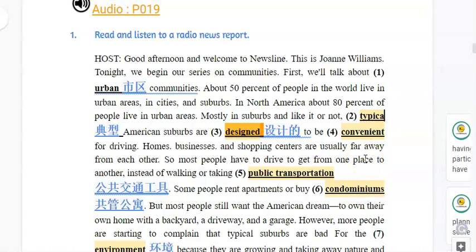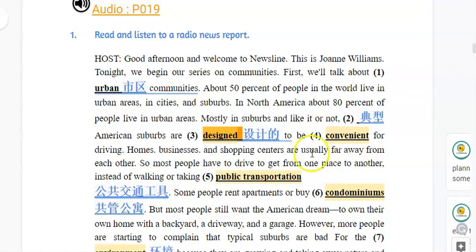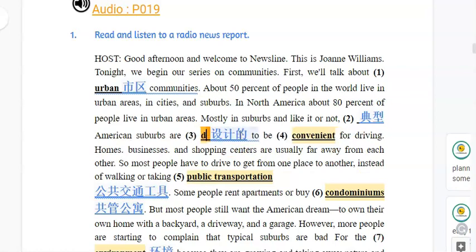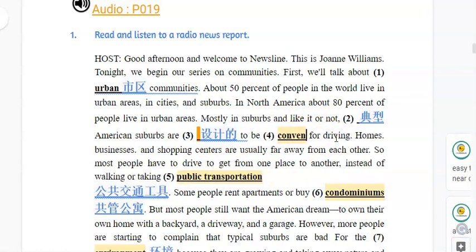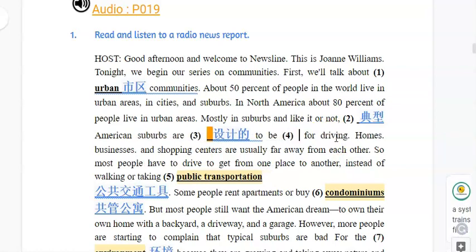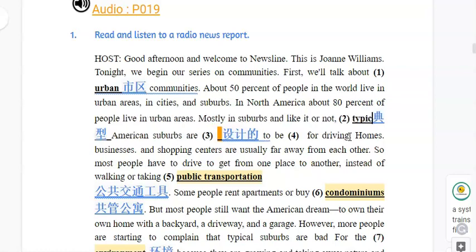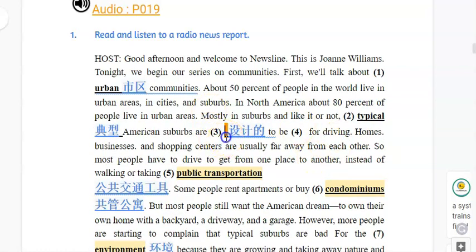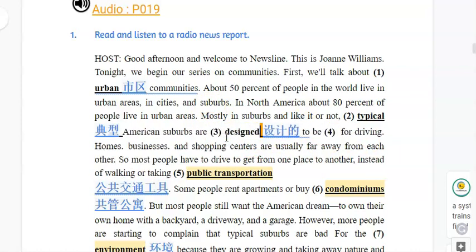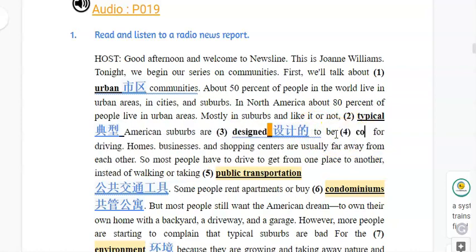I'll be removing three words. Let's see if you can guess the missing words. Please read the sentence again. Mostly in suburbs, and like it or not, typical American suburbs are designed to be convenient for driving. Wow, you were able to guess all three missing words: designed to be convenient for driving. It seems that you have a very good memory.